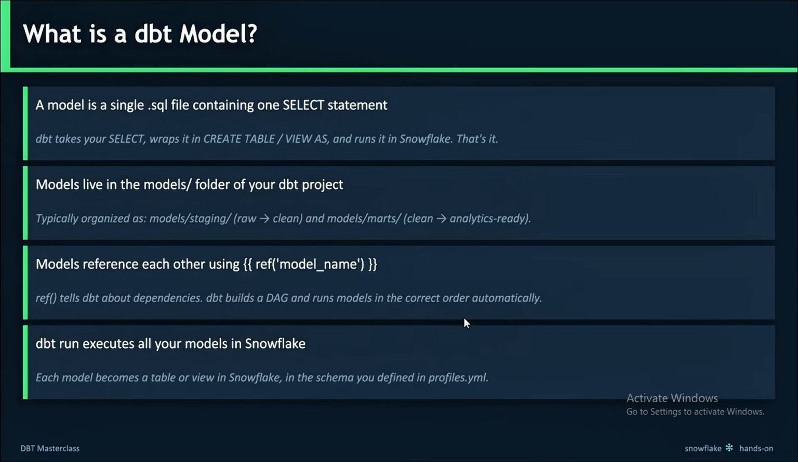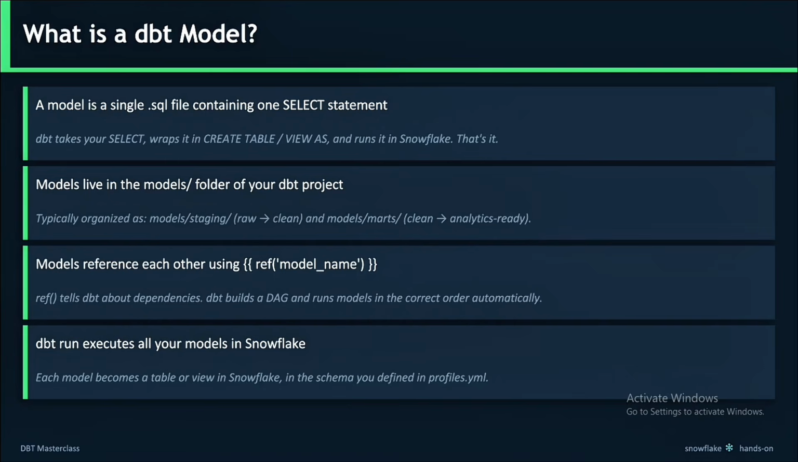Okay, so let's define exactly what a DBT model is. A DBT model is a single .SQL file containing exactly one select statement. If you put one select statement, like select star from your source table from Snowflake, it will create one single DBT model, and you can save the file with a .SQL extension. So that is a DBT model.